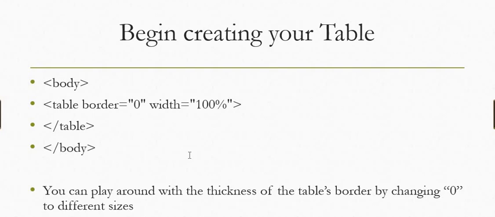Next, how do we begin creating our table? Well, first, we need our table information. So I created an open table tag here where I put border as 0. You may change and play around with the border size to different sizes. This table border is the thickness of the table itself and how big it is. Width 100% plays to the size of the overall table and how much space it takes up. And then we close out our table tag.